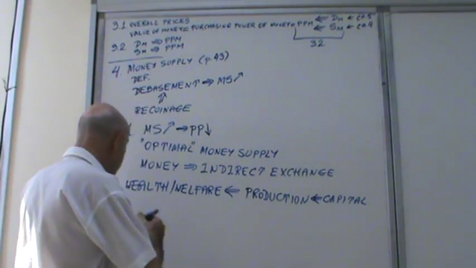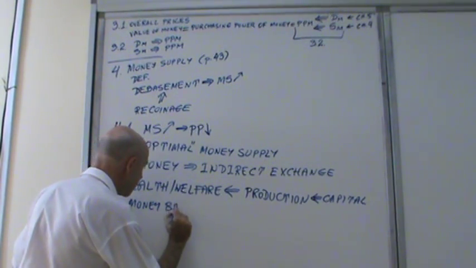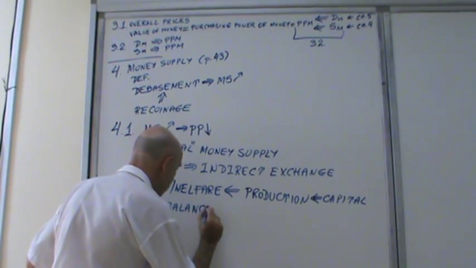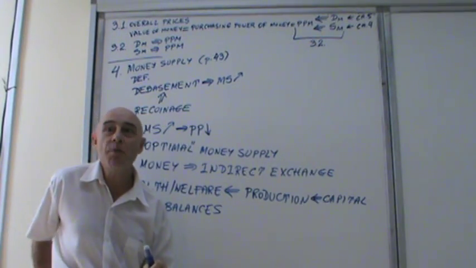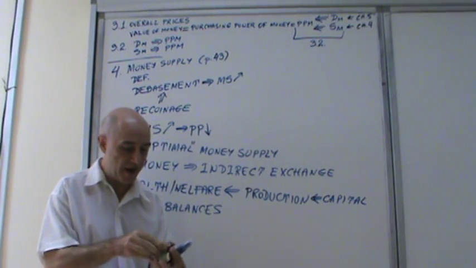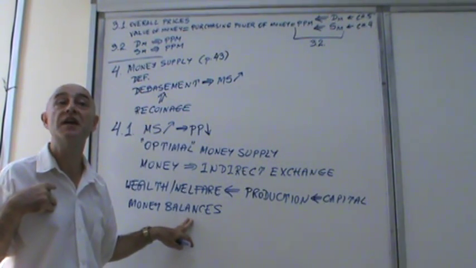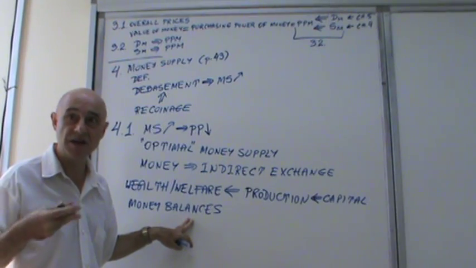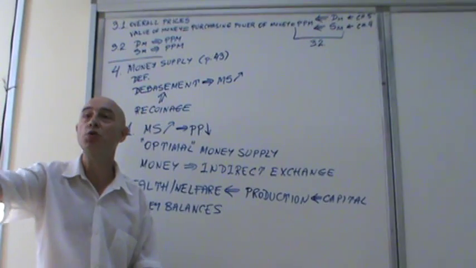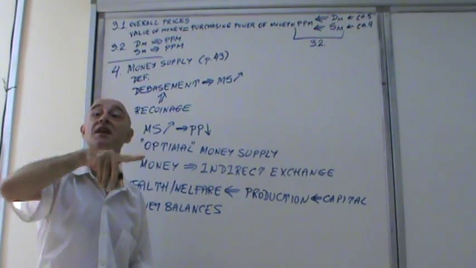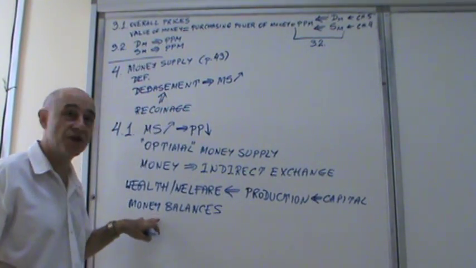All right. Next one is very simple. Money balance, or money balances. Money balance is simply how much money you have right now. Well, I have $15. $15 is my money balance. So the money supply here is the total of everyone's money balances. Okay? So that's a very simple concept to understand.